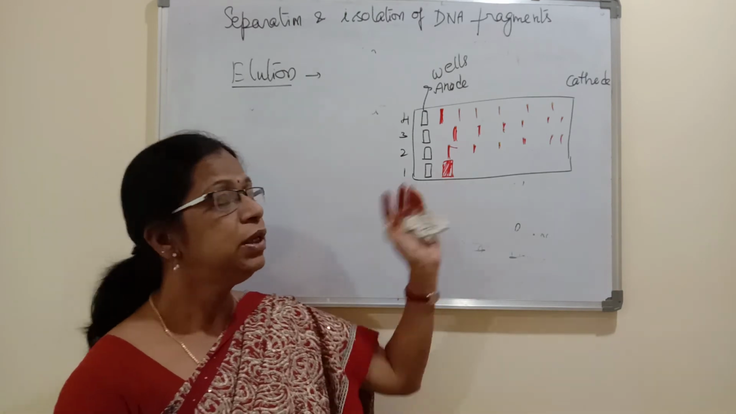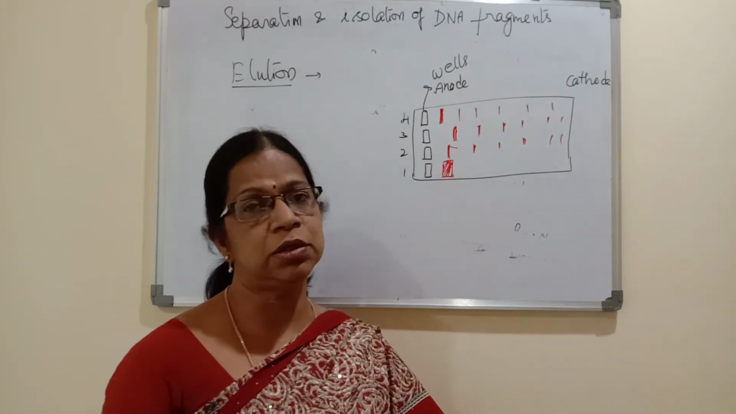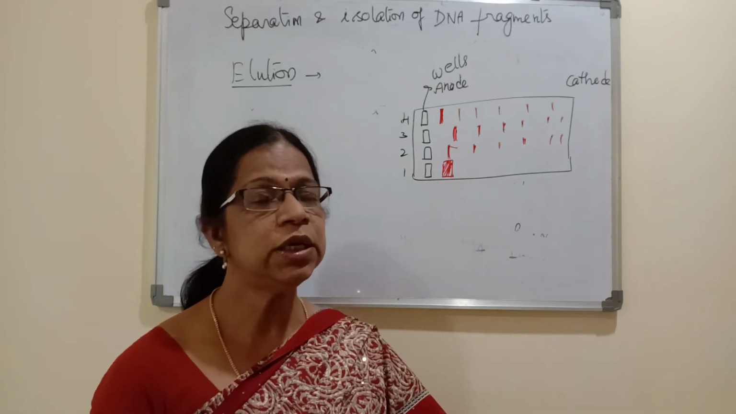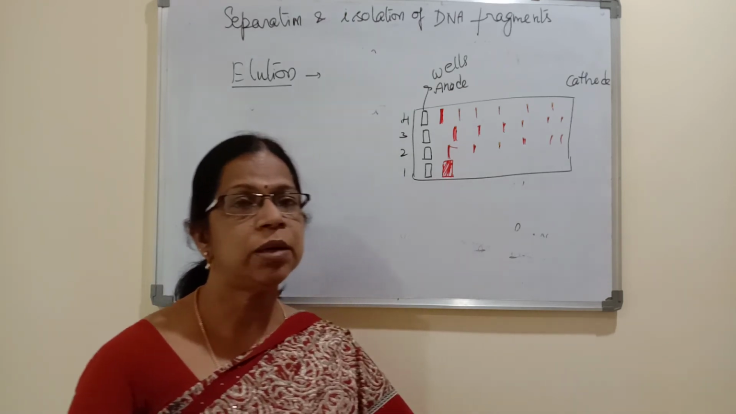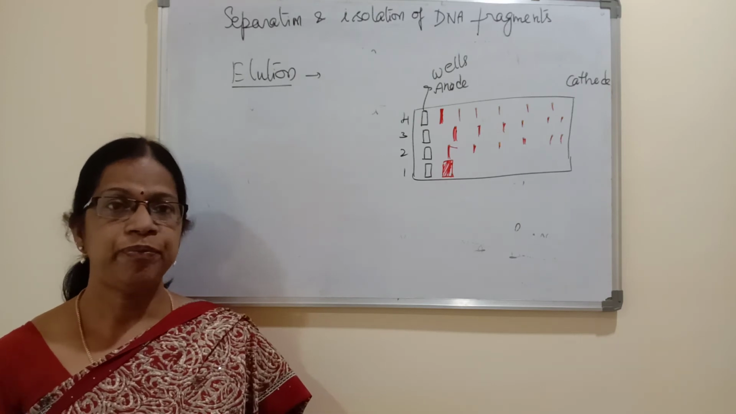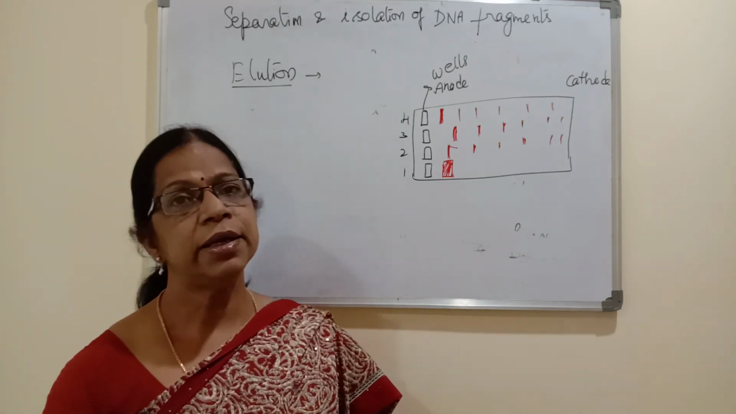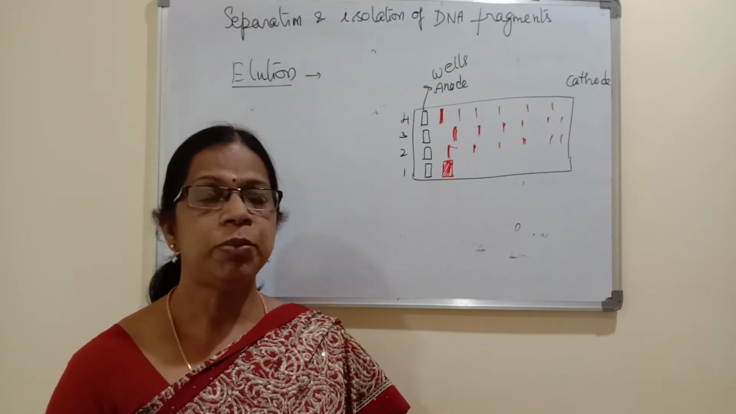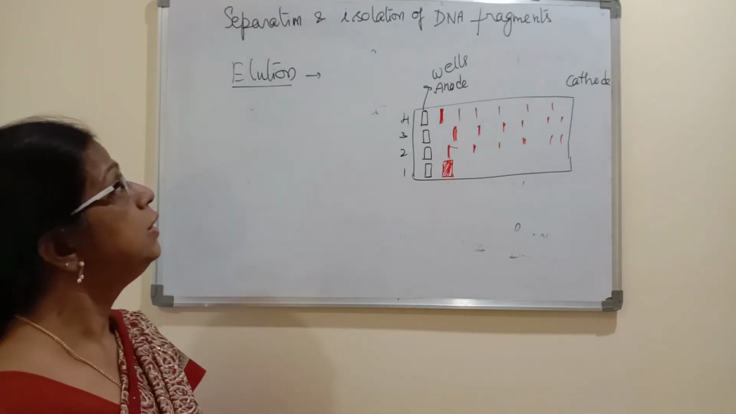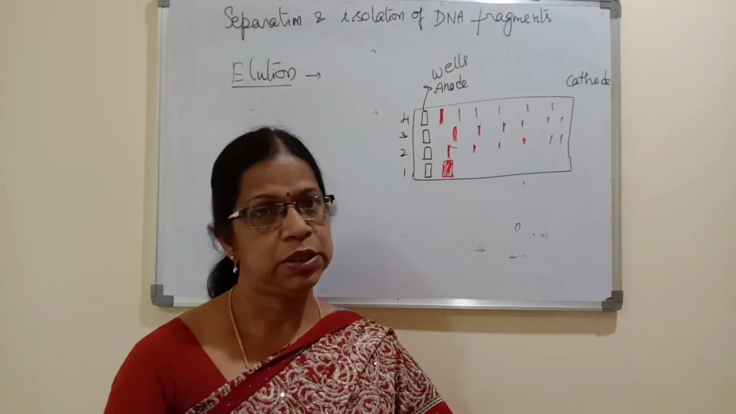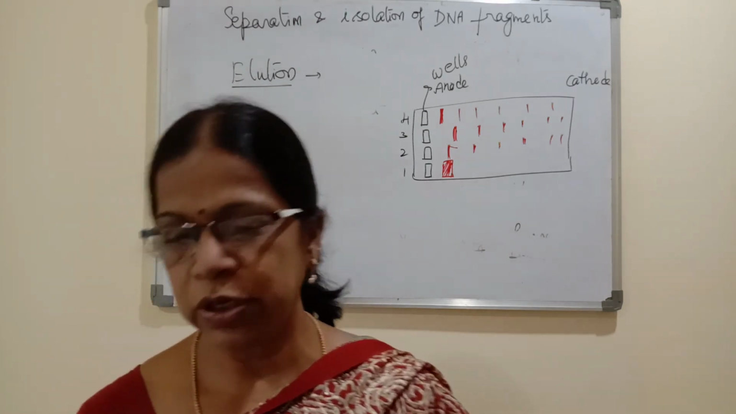Elution is a technique where the gel piece is removed and the DNA fragment is recovered from it. It is done by dissolving the gel in different solvents so that the DNA fragment can be easily separated. Once the DNA fragment is separated, it is ready and can be used for further processing. This is the separation and isolation of DNA fragments. So here I conclude my video.